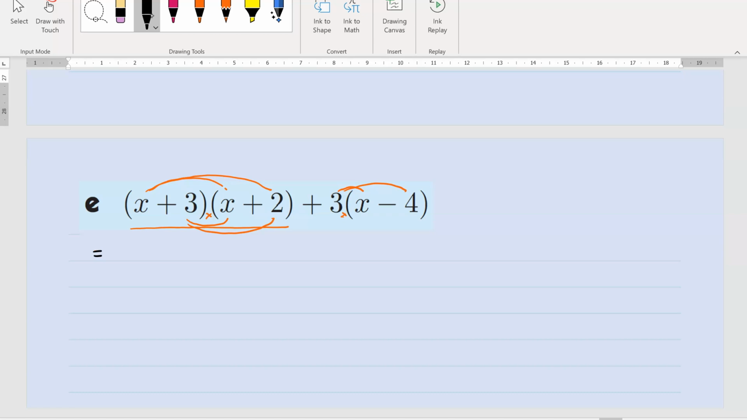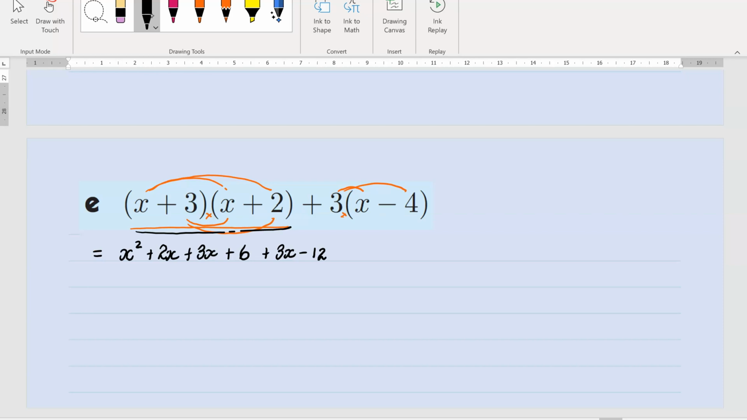So here we go. X times x, x squared. We should be doing this pretty quickly by now. X times 2, and everything's positive, so I get plus 2x. 3 times x is 3x, and 3 times 2 is 6. So that's that whole system there taken care of. Now we just do this bit, so it's positive 3 times x, so positive 3x, and positive 3 times negative 4, which is negative 12.